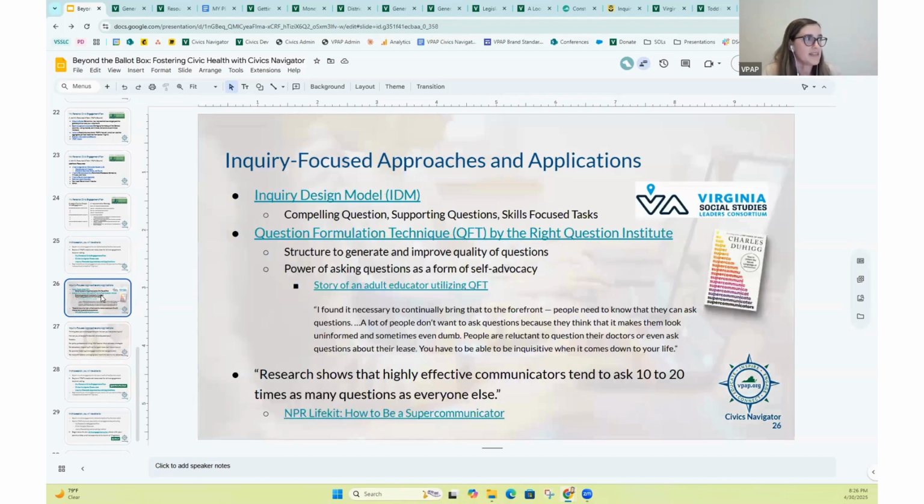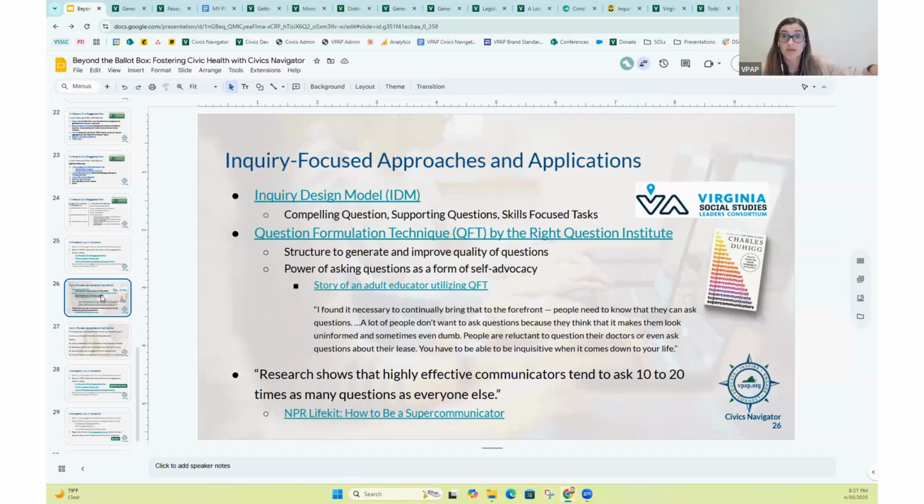Alrighty. Lastly, inquiry approaches. If you're teaching in Virginia and you haven't yet explored the inquiry design model, I highly recommend clicking on that. The essence of it is that we learn best when we take a constructive pedagogical approach, as in we learn by building on what we already know and care about, and we learn by building on our own interest.